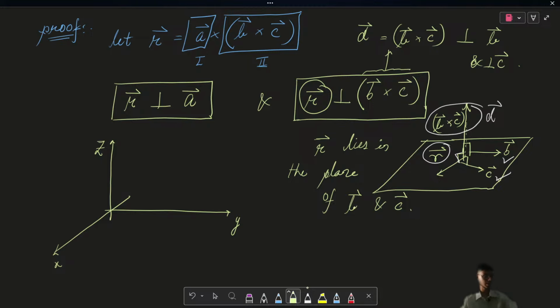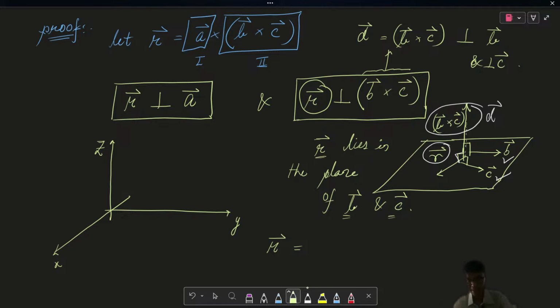From this result, I have already seen and we have discussed that whenever three vectors are lying in the same plane, that means they are coplanar vectors. And we have seen by the basics of vector algebra that if three vectors are coplanar, then one of the vectors can be written as a linear combination of the two other vectors.